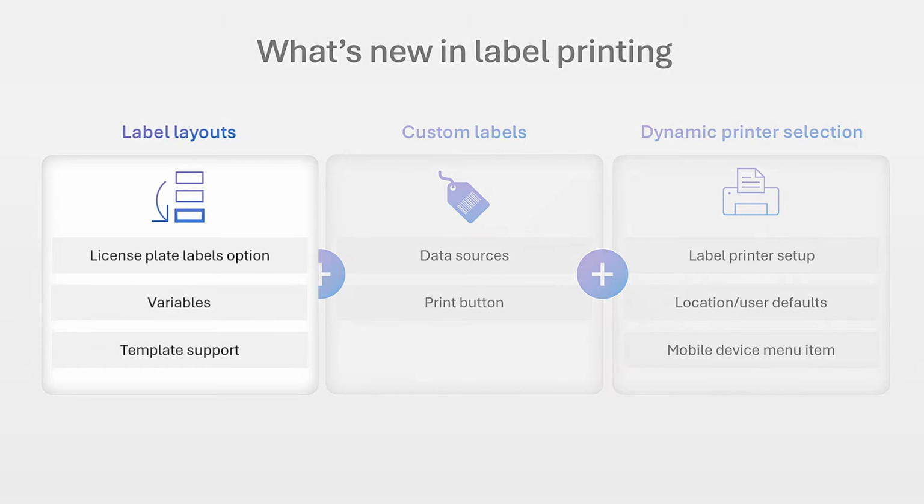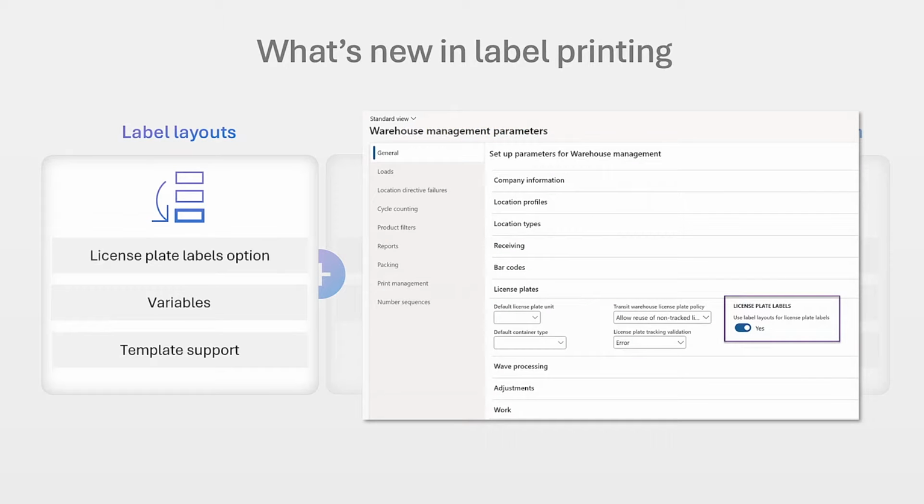So first, let's start with label layouts. And these are an option for customers to use in place of document routing layouts. The document routing layout form is not deprecated, but there's now a choice for customers to use these or the new label layouts. Label layouts are a requirement for using cloud label printing, so keep this in mind throughout the rest of the presentation. We're about to look at the form in more depth, but before I do, I wanted to call out that this is driven by a parameter on the warehouse management parameters.